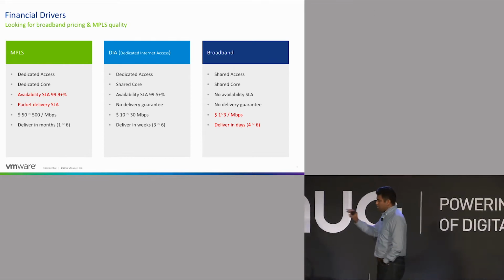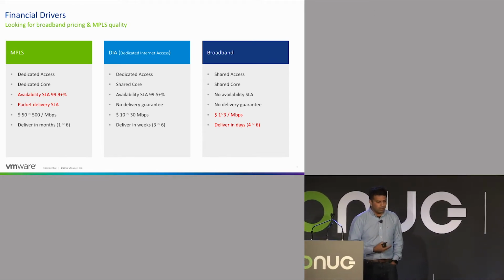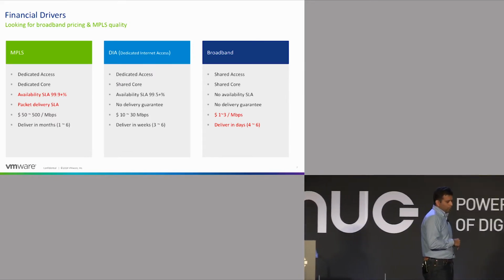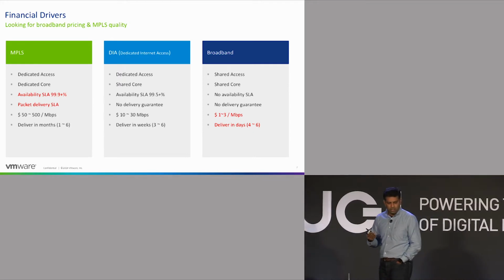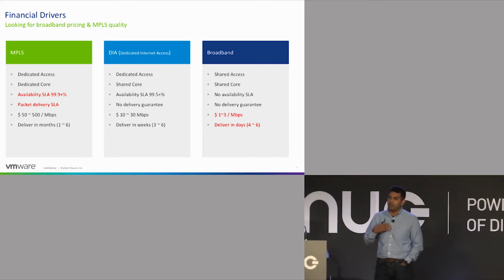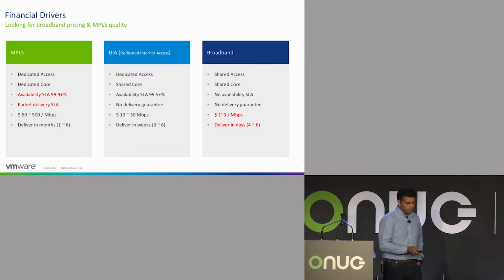This slide gives you an idea about how the operational expenses come into perspective. With MPLS, we see that the cost per megabit per second is almost 50 to 100 times as compared to the broadband cost. That's where the operational expenses come into play with respect to SD-WAN.